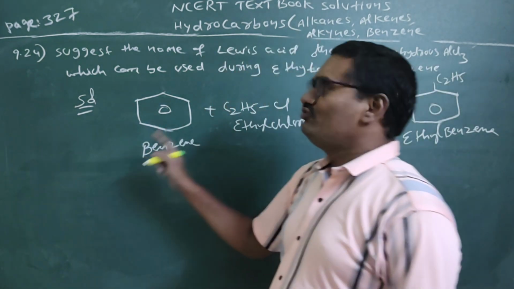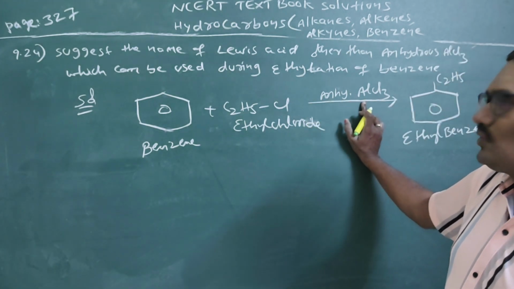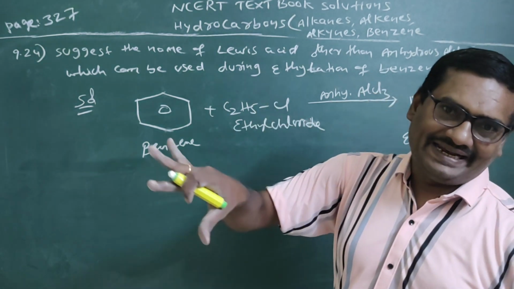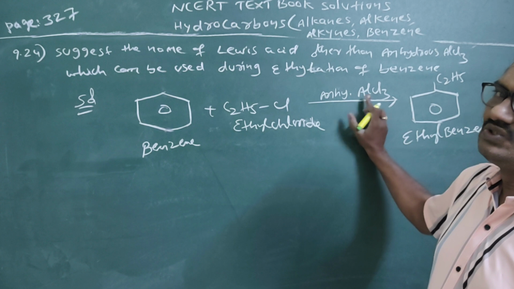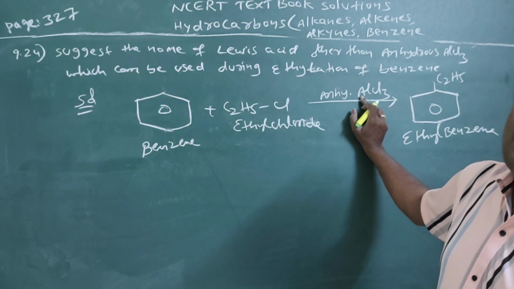So generally we use anhydrous AlCl3 because it is an electrophile creator and Lewis acid. Electrophile creator and Lewis acid. So all third group halides are electrophiles according to Lewis theory.